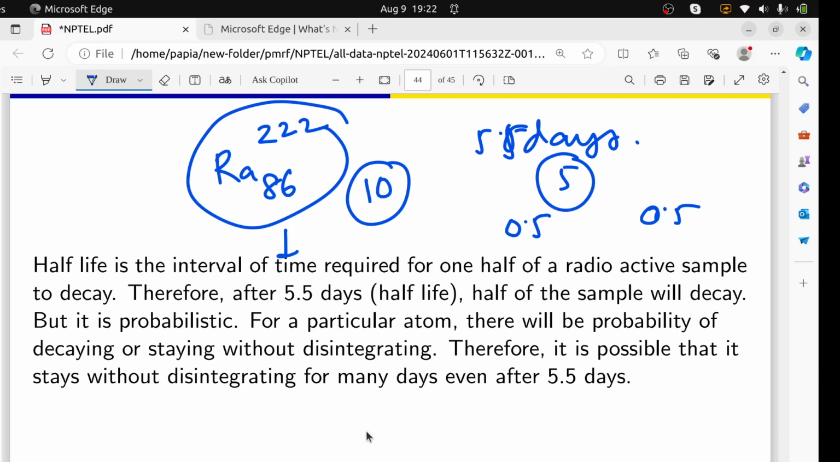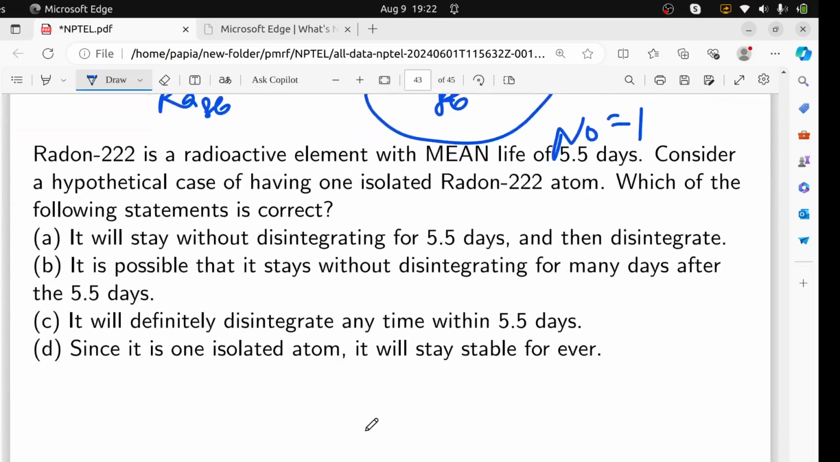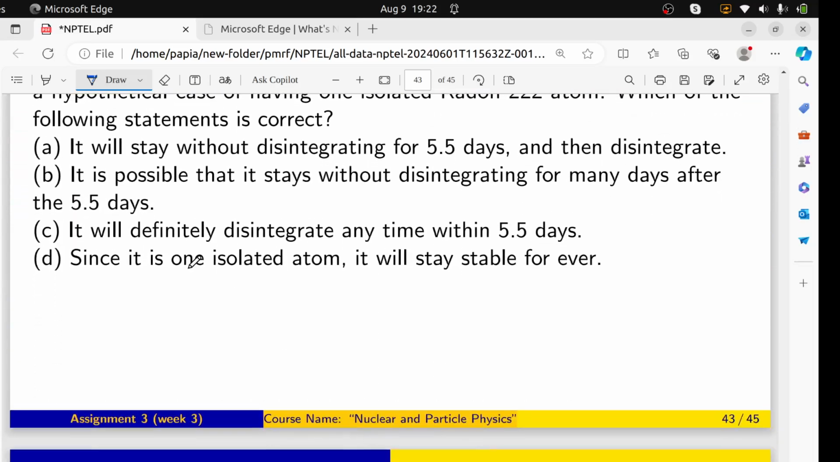Like, will it exactly decay after 5.5 days, or will it exactly stay remaining whatever it is after 5.5 days or more? For this case, if I see the options, it will stay without disintegrating for 5.5 days and then disintegrate. This option can be a correct one, because as I told you, 5.5 days means 0.5 portion will decay within 5.5 days. It does not make any sense.